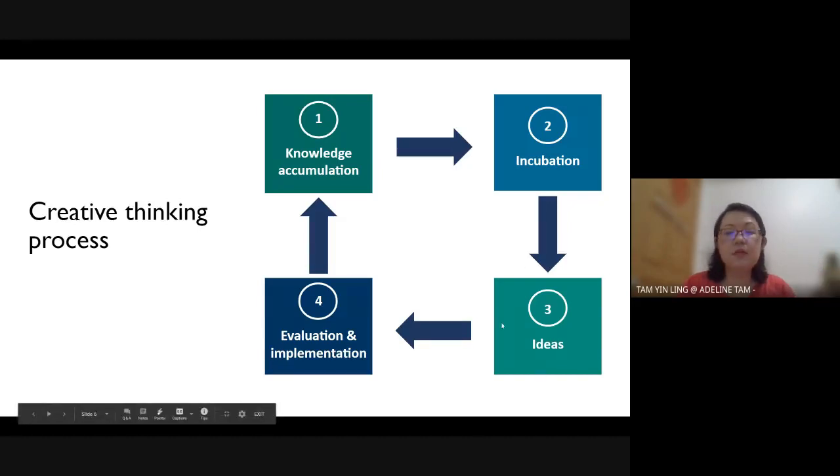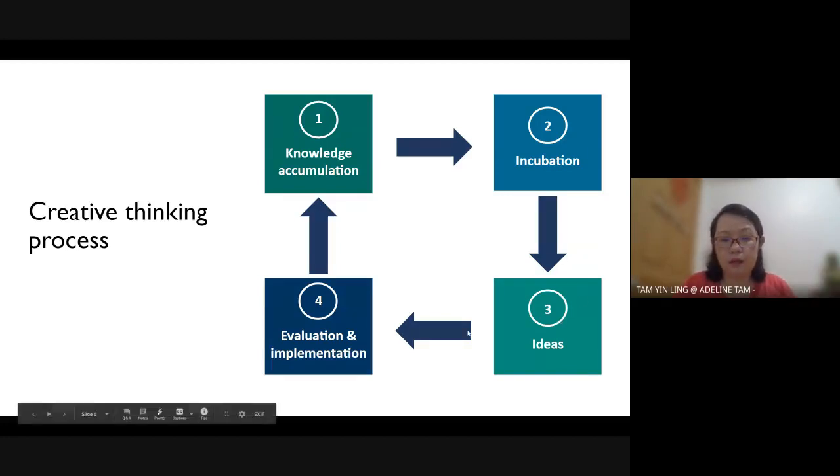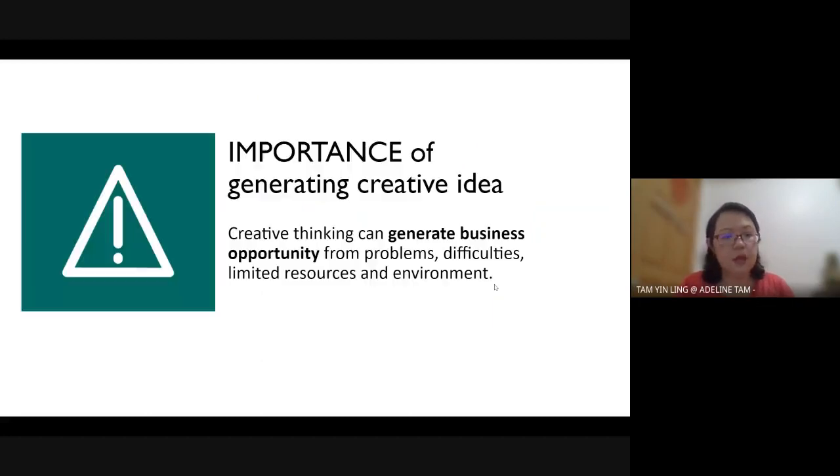So new ideas need you to start thinking, but based on your knowledge. Also, maybe you have the skills, and then you start thinking, what can you do next? Okay, then come up with the ideas and tell your ideas to your friends. Together, you evaluate, assess, and analyze your ideas to see whether your ideas are workable or not. If not, then go back to step one again. Right? So this is the thinking process.